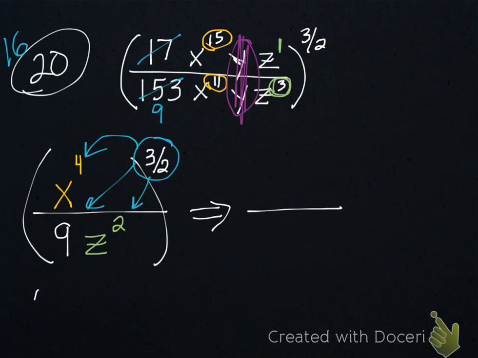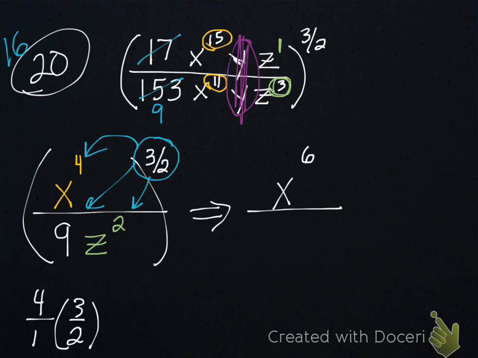Okay, so I have 4 over 1 times 3 over 2. Remember, parentheses to a power, you multiply the powers. 4 times 3 is 12. 12 divided by 2 is 6. So that becomes x to the 6.